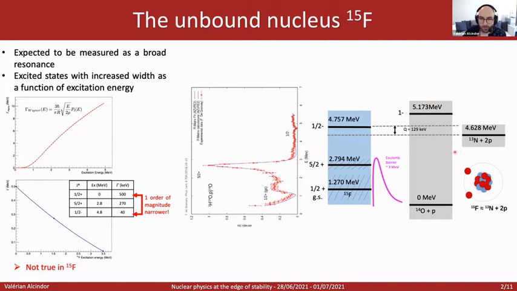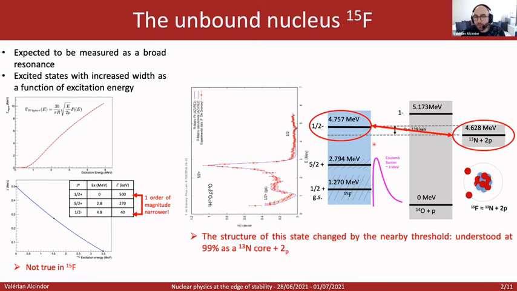This is linked to the structure of this state, which was studied and measured somewhat recently by Florence de Grancey and collaborators, published in 2016, where they measured this 1/2- state. The structure of this state was mostly understood as a nitrogen-13 core plus two protons, because as you can see, it is just at the position of the two-proton emission threshold.